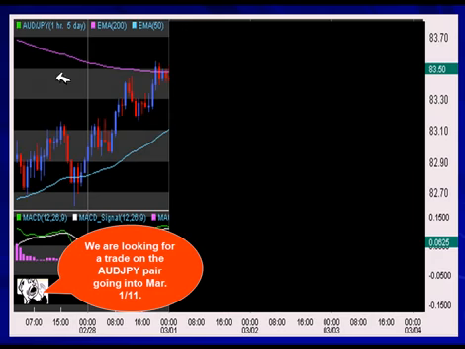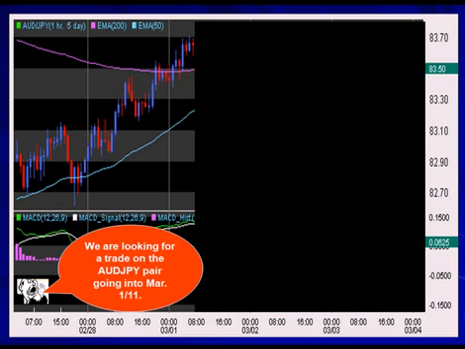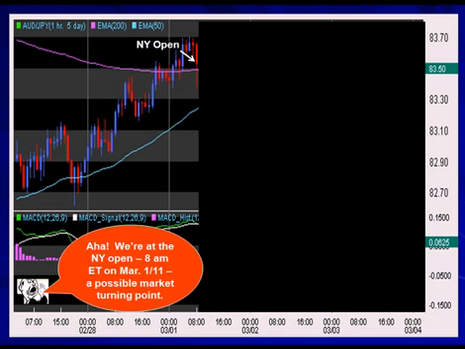Let's get into it. I'm looking at the Aussie Yen 1 hour chart. I'm going back to Monday, the 28th of February. Again, I'm looking for swing trades. You'll notice price rising. We're now into Tuesday, March 1st, and price is still rising, and rising even further. And so on and so forth. Now's the time to pay attention. We're at the New York Open here, Tuesday, March the 1st.